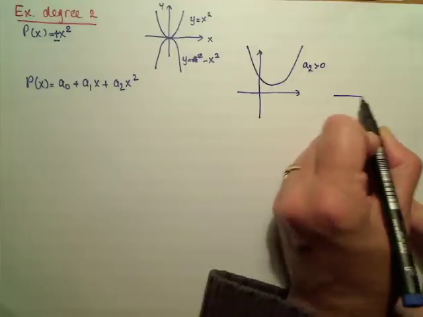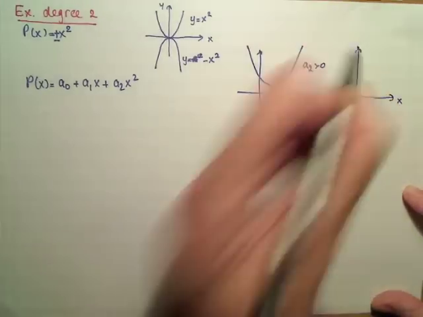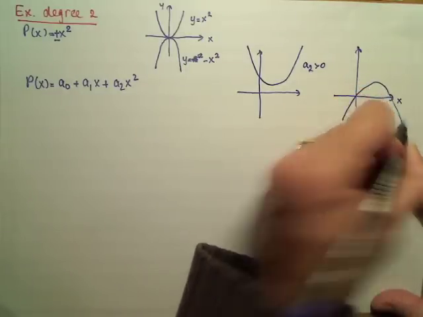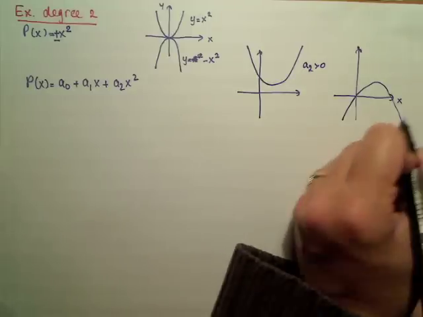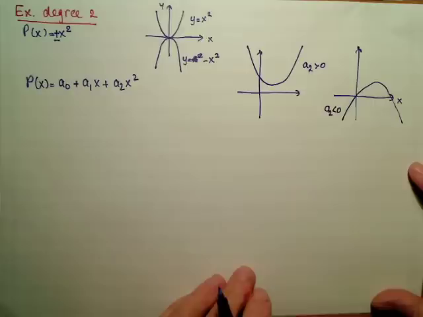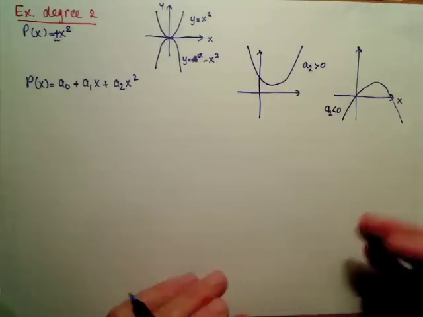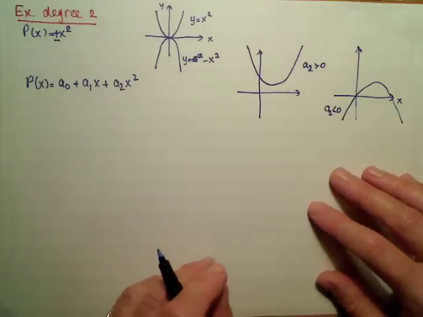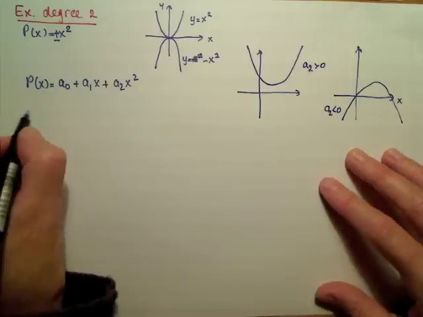Or it can be like this. And this is a picture of the case when a2 is smaller than 0, a2 is negative. Now the case that a2 equals 0, of course, implies that we do not have a polynomial of degree 2.